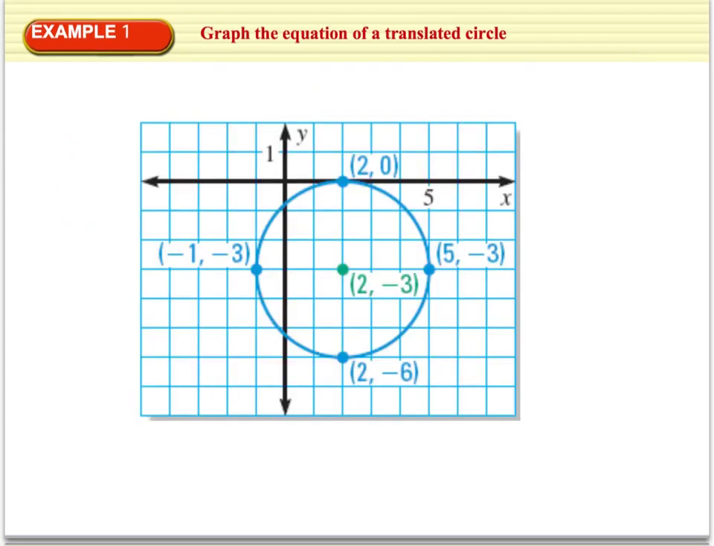So now when I graph my center point, which we found to be 2, -3, and the other 4 points that I found, I now have enough points that I can go ahead and connect them and make my circle.